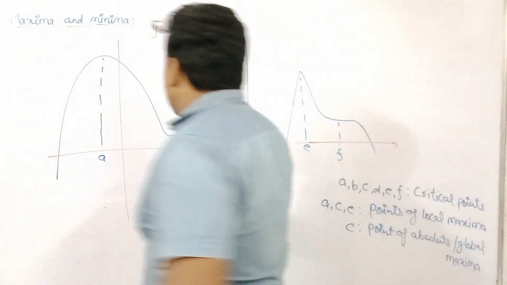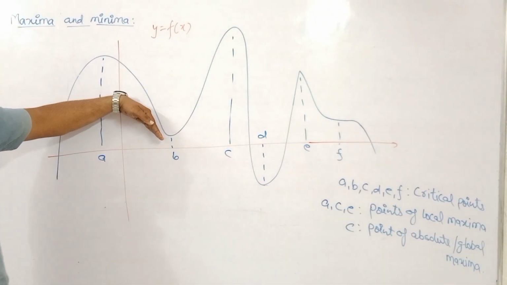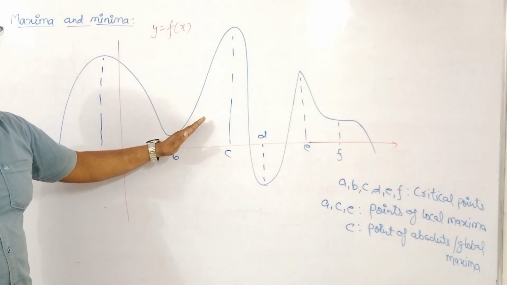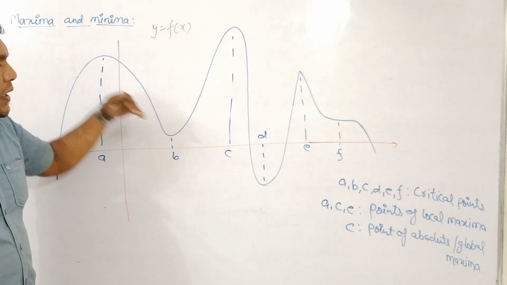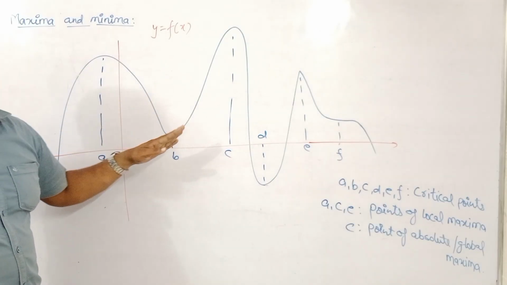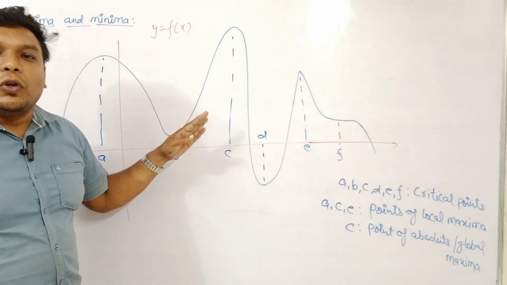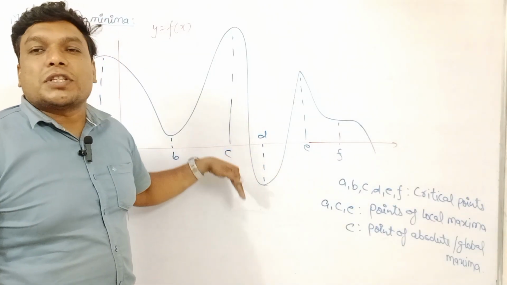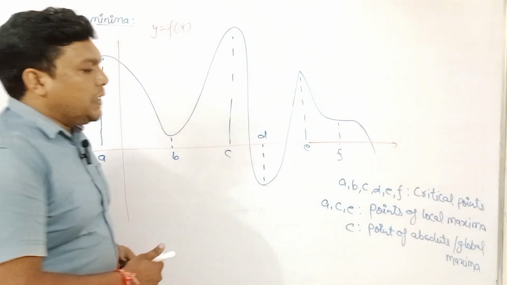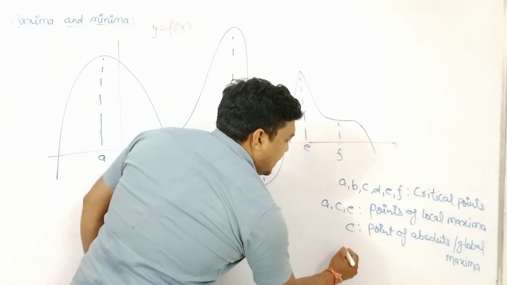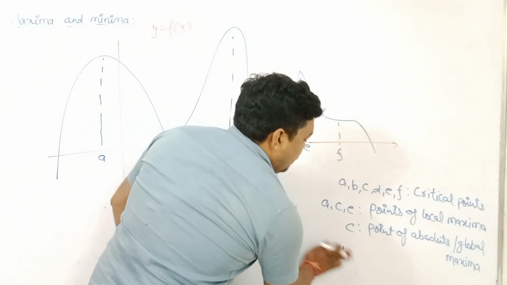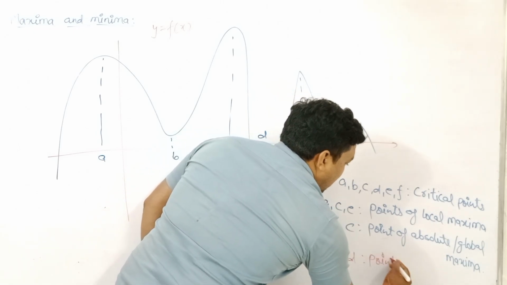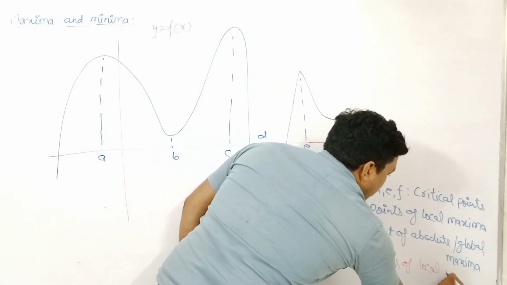Now, let us say point B. What is the slope of tangent before B? Negative. What is the slope of tangent after B? Positive. So the slope of tangent is changing from negative to positive. So negative to positive, point of local minima. So this is what? Local minima. So what are the points? B and D. Points of local minima.